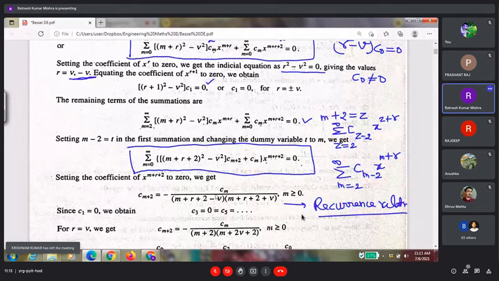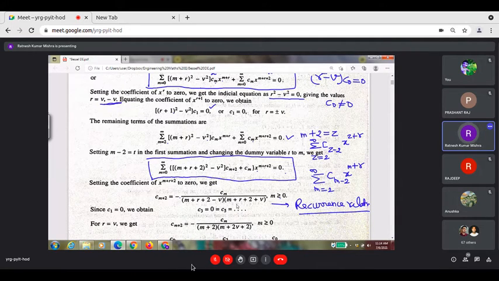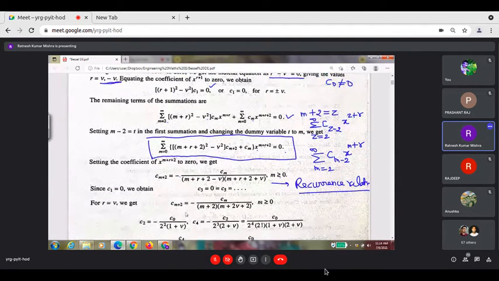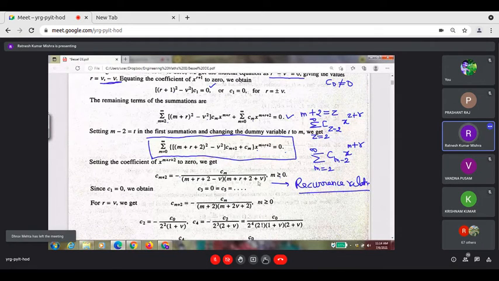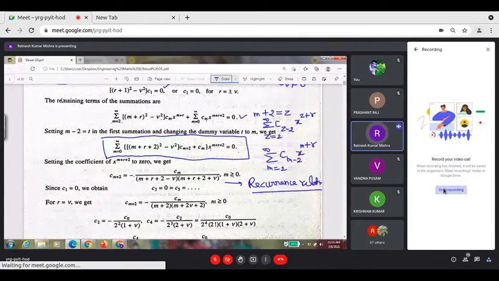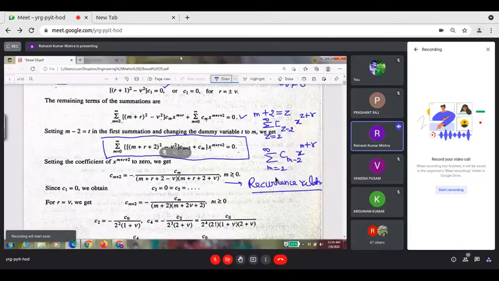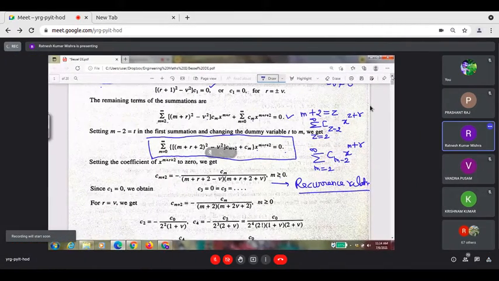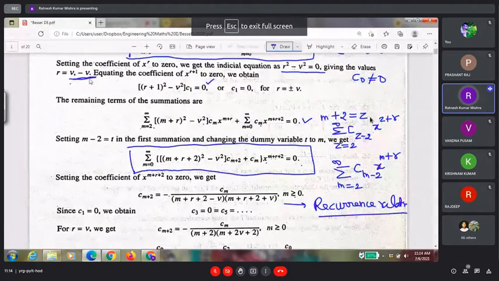Okay. When you substitute c1 is 0, meaning start from m equal to 0, c2, so minus m equal to 0, so c naught cannot be 0. So we got a non-zero value of c2. c2 is this one, minus c naught, and substitute m equal to 0. Okay, first we have two initial roots, r equal to v and minus v.